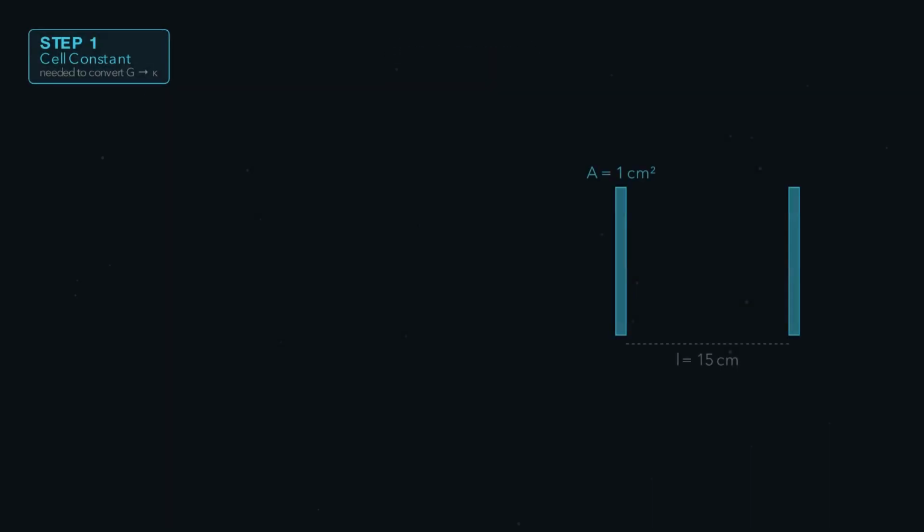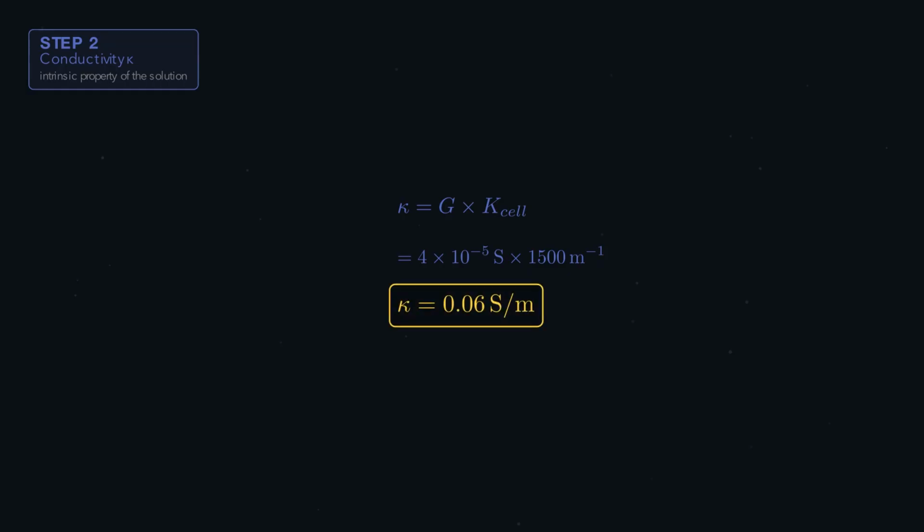The cell has plates 1 square centimeter in area, 15 centimeters apart. In SI units, it's straightforward. The cell constant is 1500ths of a meter over 10^-4 square meters, giving 1500 per meter. Multiply conductance by the cell constant. 4 times 10^-5 times 1500. That gives conductivity of 0.06 Siemens per meter.